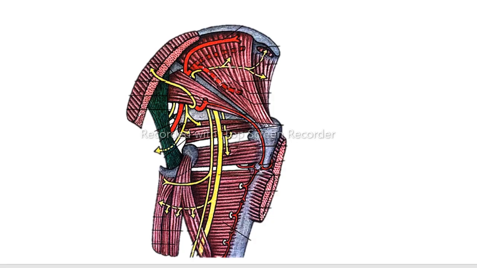So we have seen the nerves: the superior gluteal nerve and inferior gluteal nerve. The superior gluteal nerve supplies the gluteus medius, gluteus minimus and tensor fasciae latae. These three muscles are medial rotators and abductors of the hip joint.